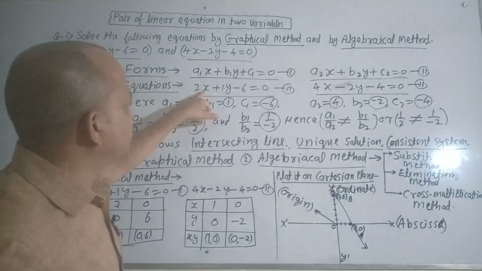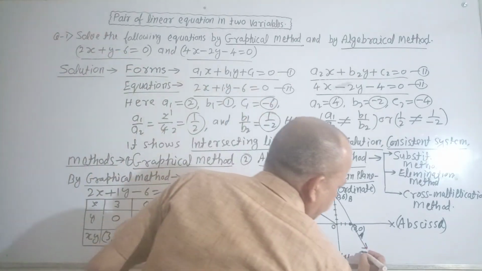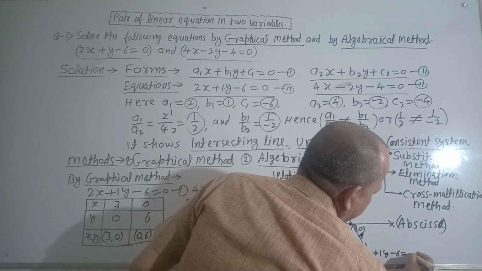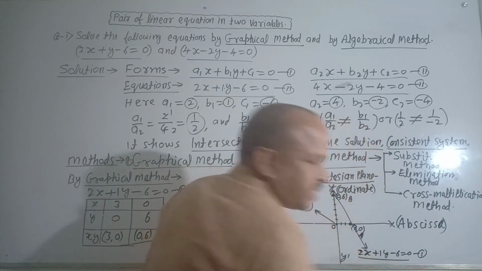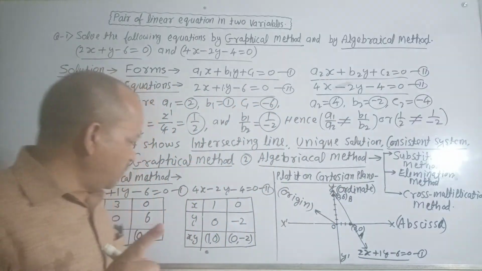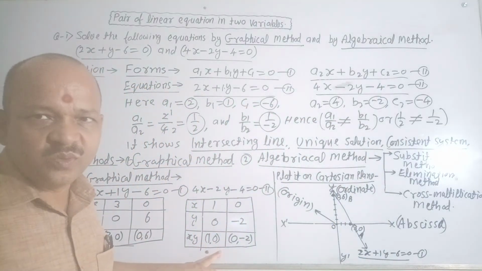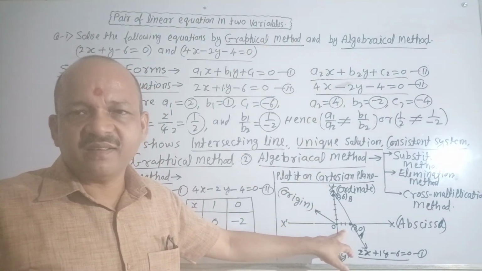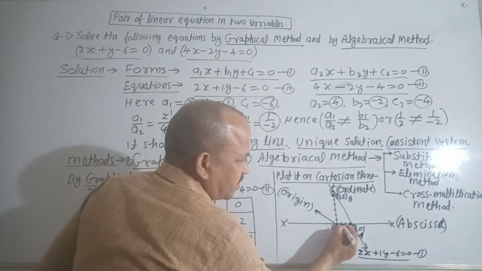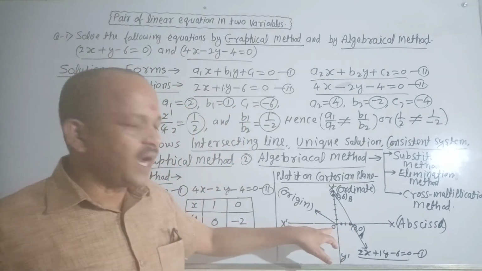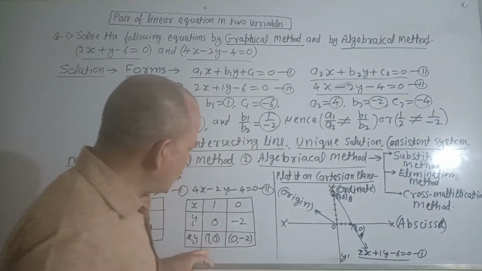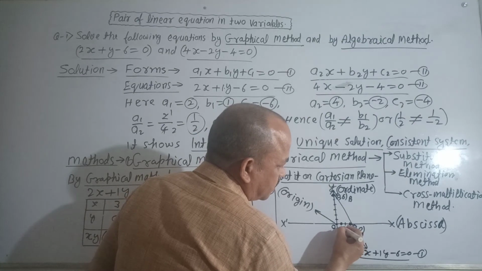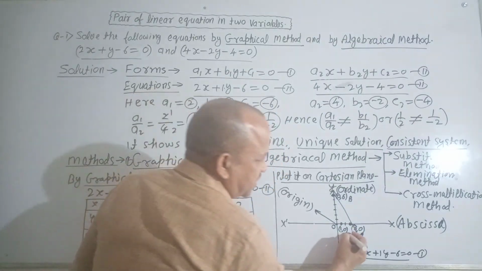Equation first is 2x + y - 6 = 0. It is equation first. Now plot (1, 0). 1 means at the abscissa in the positive direction. Here 1, 0 at the origin. It means (1, 0) is here. This is point C.